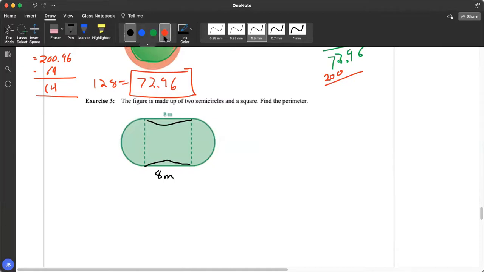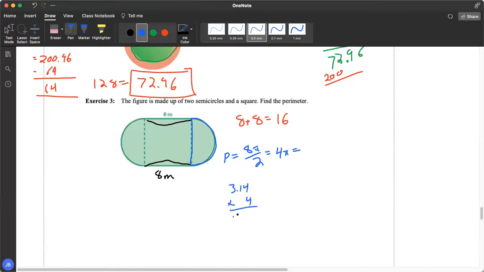So we could first do the square's perimeter. That would be 8 and 8, that's 16. And then for the semicircles, we could just make the whole thing up. So you could solve 8 pi divided by 2 equals, I just did 4, 8 divided by 2. Okay, 4 pi. So it would be 12.56. Okay. And then you'd subtract 8. So it would be 4.56.